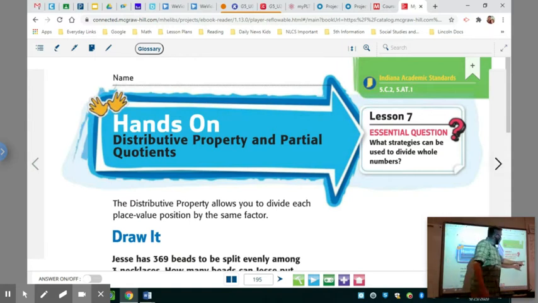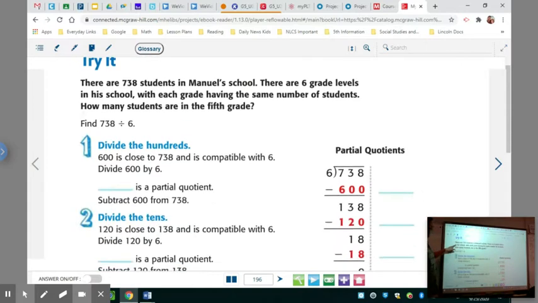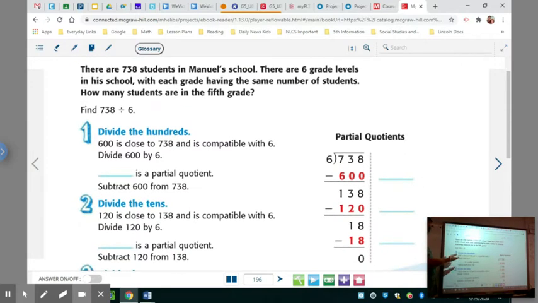Go ahead and turn to the next page. You have partial quotients. Partial quotients is a method of dividing where you break the dividend into add-ins that are easy to divide. So we're going to try that right here. Now we kind of got that right here, didn't we? Go back to this method you did right here.